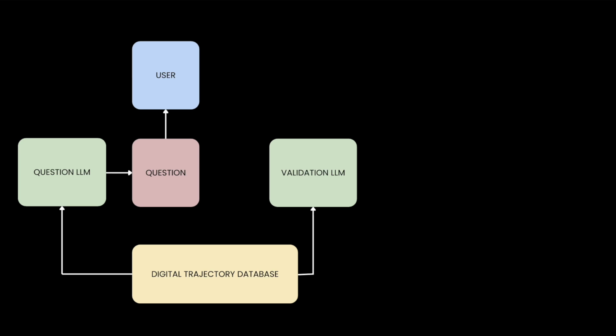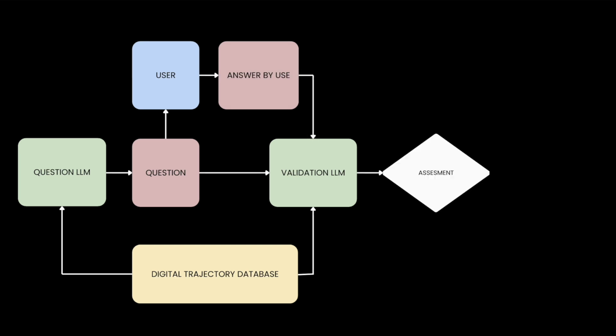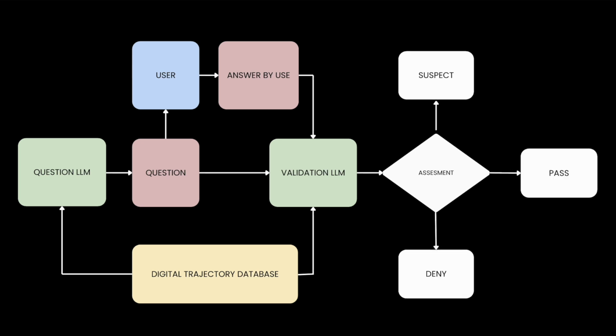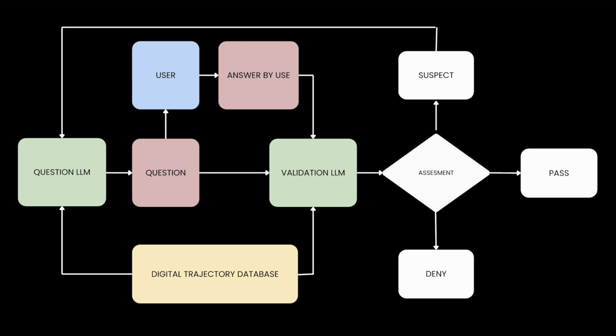The question is then sent to the user, and the user's answer is forwarded to the validation LLM. At the same time, the validation LLM also receives the original question from the question LLM in order to properly validate the response. After that, the validation LLM sends its results to the assessment node, which outputs one of these three outcomes: pass, deny, or suspect. If the result is suspect, the system loops back, and the question LLM generates another question for the user to answer.